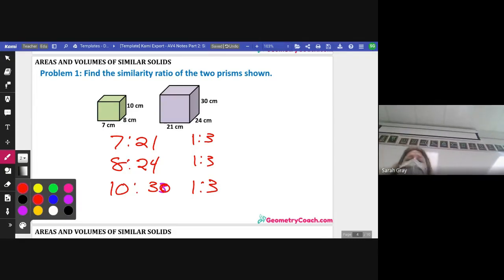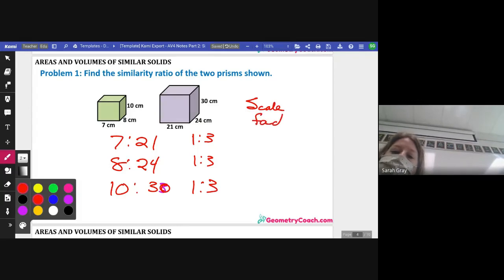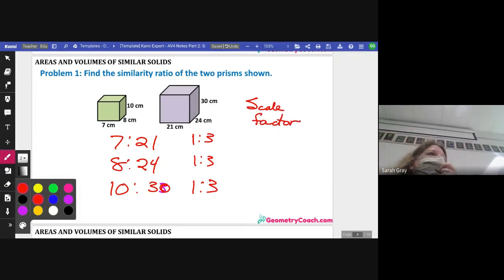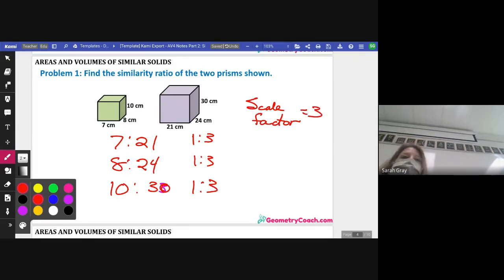So that's the similarity ratio, 1 to 3. What would the scale factor be? What are we multiplying the first shape by to get the second shape? Addie: Scale factor is 3. So notice that's inverted from the side ratio.